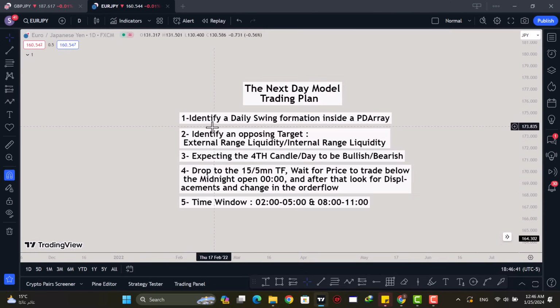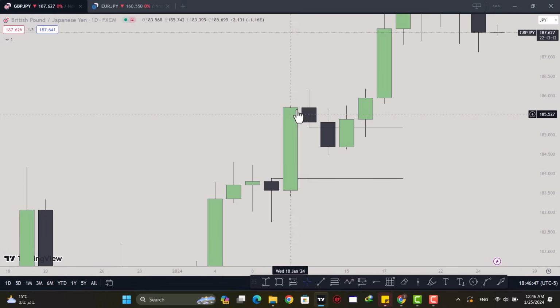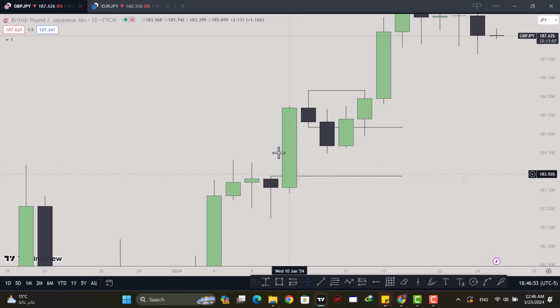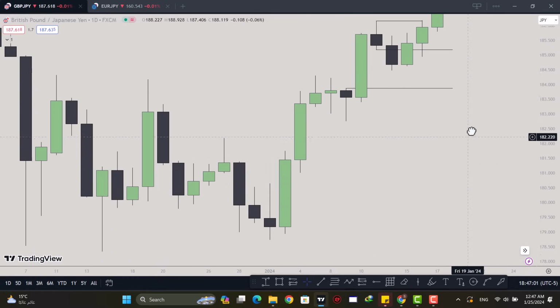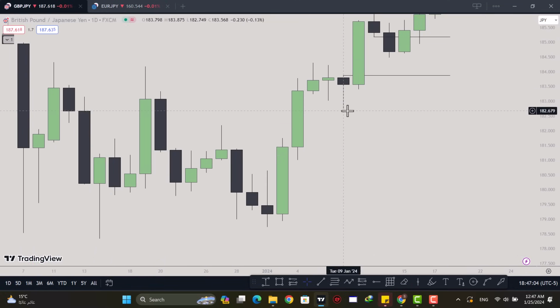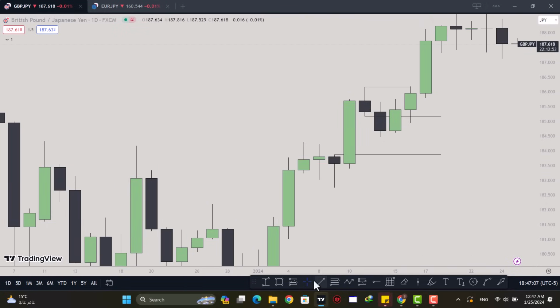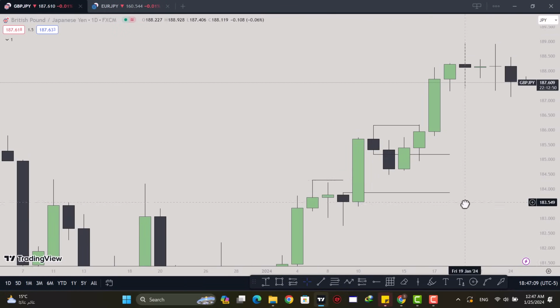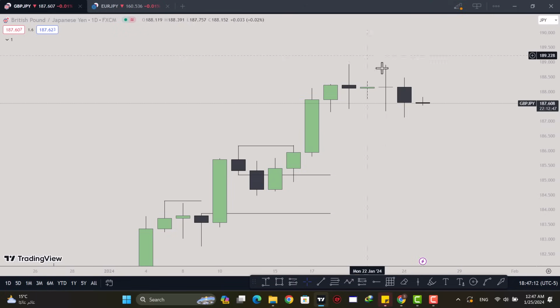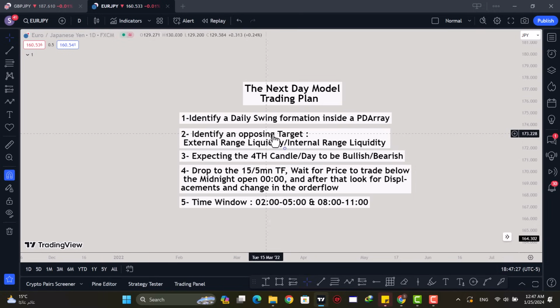Let's move on to the second step, which is identifying opposing targets. So do we have a target? Yes, we have this high right here. So I told you before, price moves from internal to external. We have an expansion higher, pull back, target this high right here. Just like this one. Expansion higher, pull back into a fair value gap, and this is the target. Same here. We are expecting these highs to be taken after balancing this fair value gap. So the second step is check.